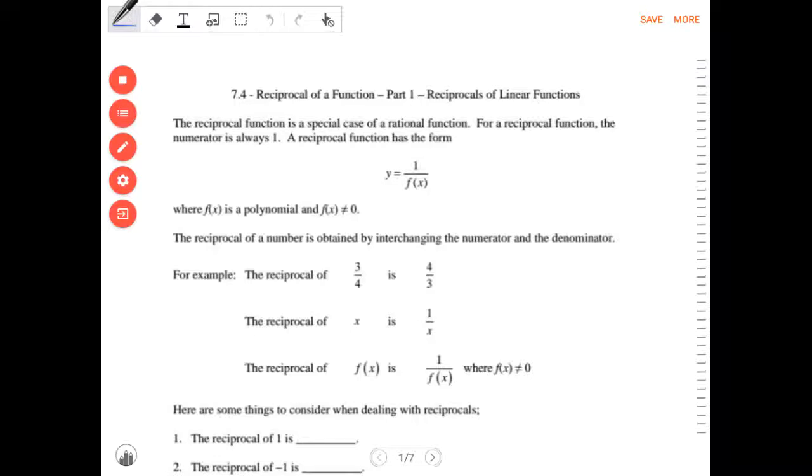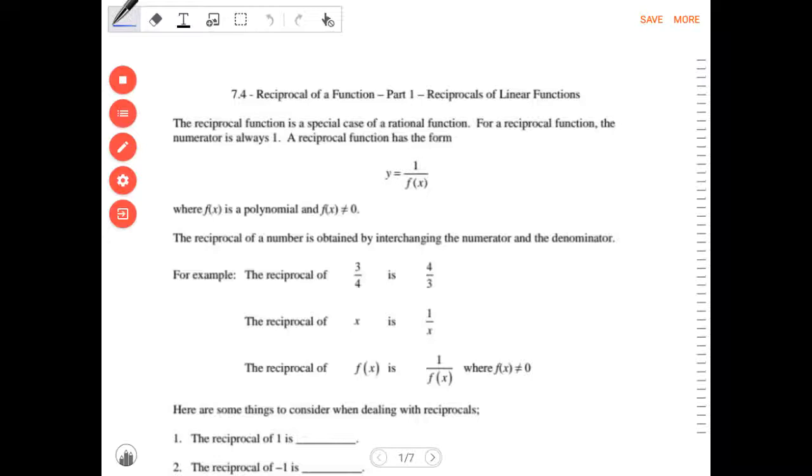It is section 7.4 in your textbook, and it is called the reciprocal of a function, part 1. Part 1 is going to talk about reciprocals of linear functions. We're going to wait until you have done quadratic functions to do part 2, which of course will be the reciprocal of quadratic functions.